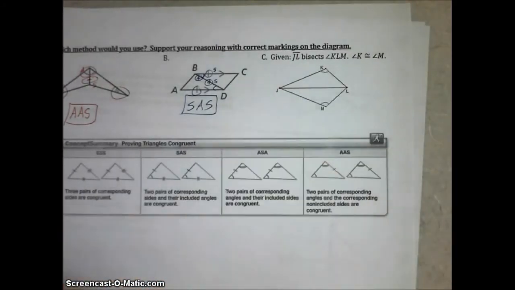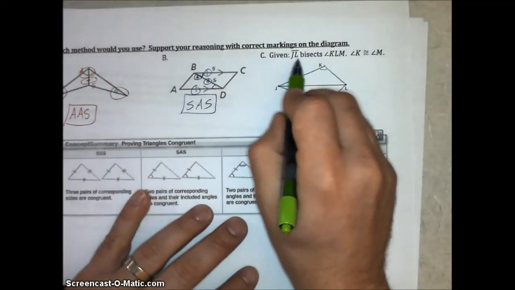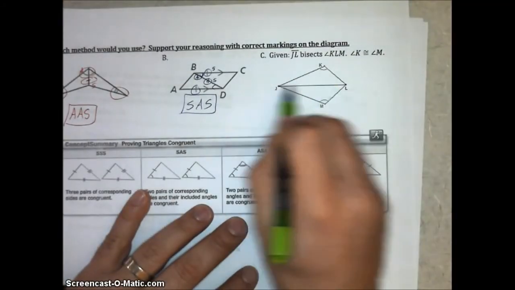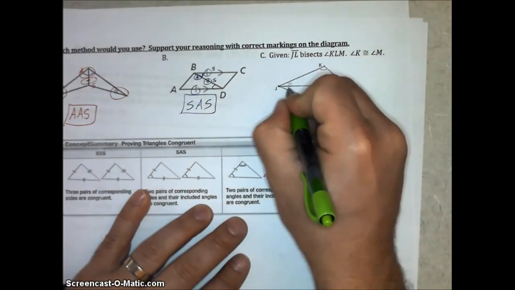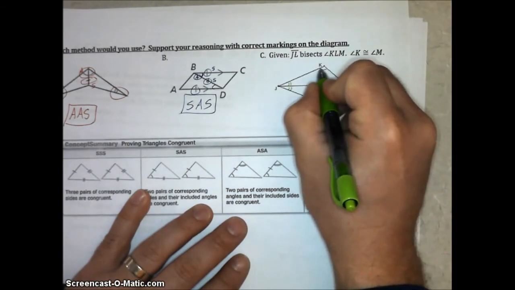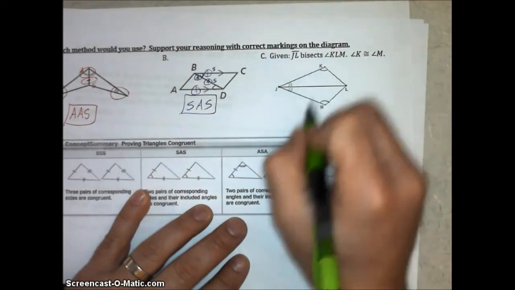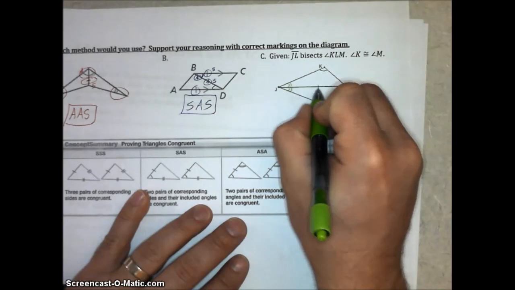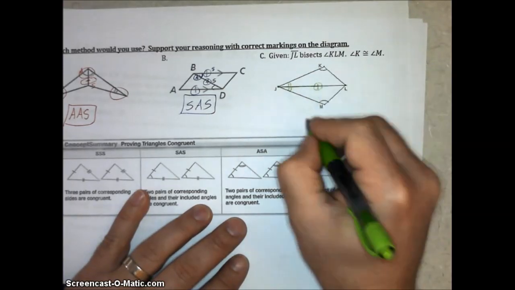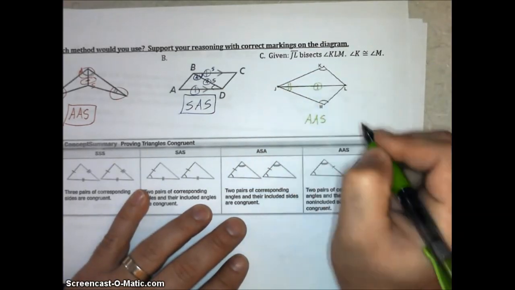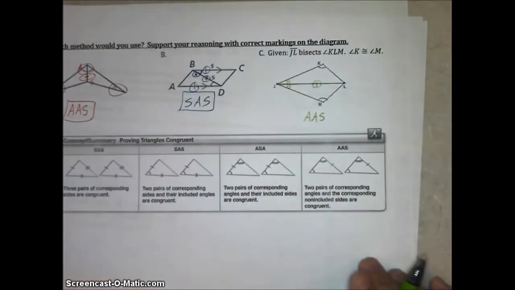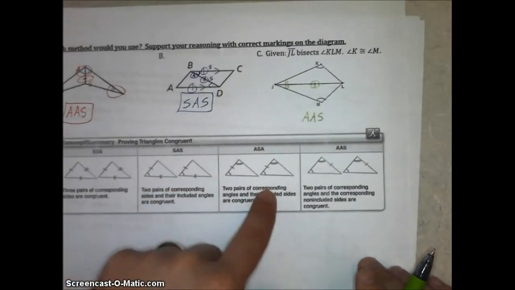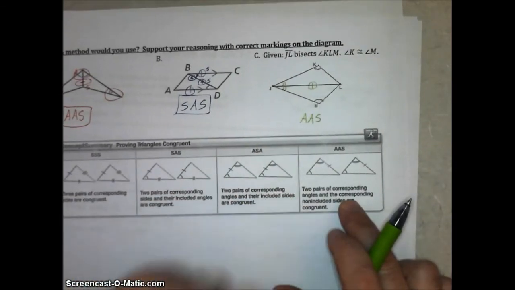All right, lastly, let's take a look here. We want to look at the given information. We want to mark that on the diagram if it's not already given to us. Here we are told that JL, this middle line, bisects angle KLM. Well, that alone would tell us that these are congruent angles. We are given that these are congruent angles, so we have angle, angle, and then JL is congruent to itself by the reflexive property. So again, we can use angle, angle, side, since the sides that are congruent are not the included sides. So here's just a quick summary of the different kinds of ways to show triangles are congruent.